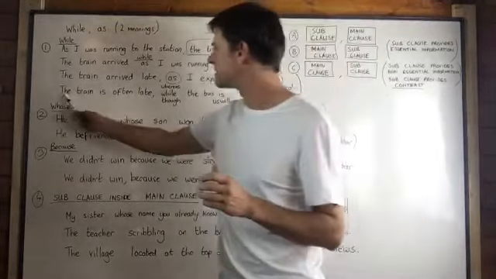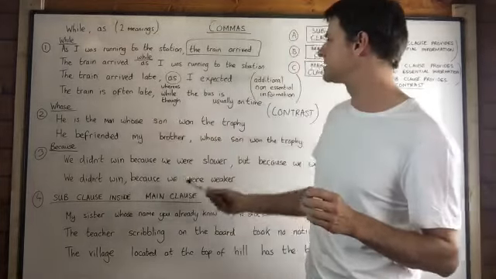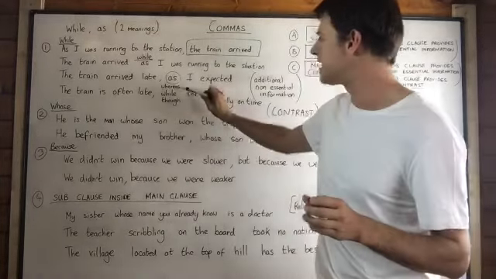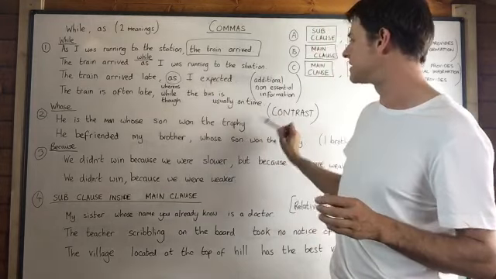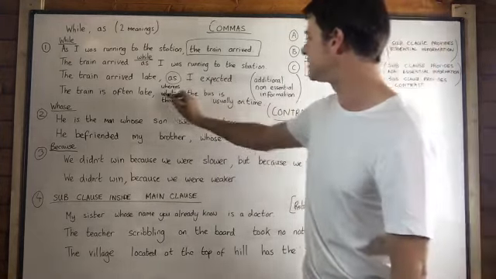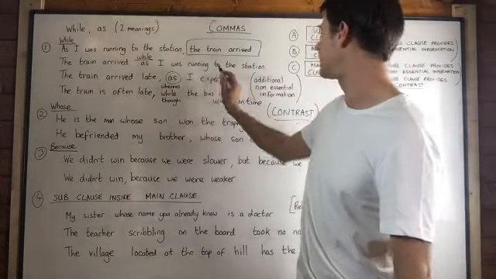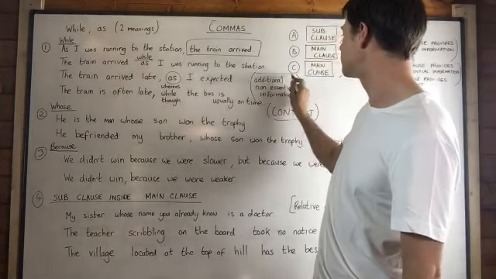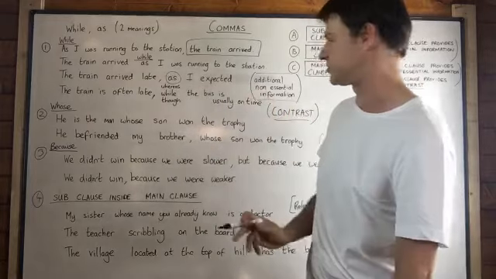So let's have a look at the next one. The train is often late, comma, whereas/while/though the bus is usually on time. Now I hope you can see that this is contrast. This needs a comma because it's contrast, and this one needs a comma because it's additional non-essential information.